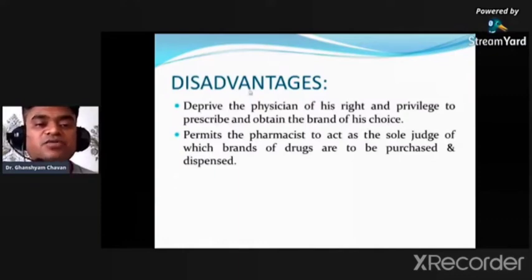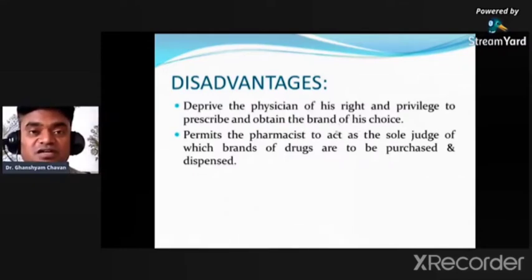Disadvantages: deprive the physician of his right and privilege to prescribe and obtain the brand of his choice. Yes, this may be one of the disadvantages for the physician, that whatever drug he is thinking about for this therapy, this drug or this brand may be perfect, but he cannot prescribe it. But if we see it for the sake of the patient's health, you can sacrifice this privilege or right, because health is very important for us.